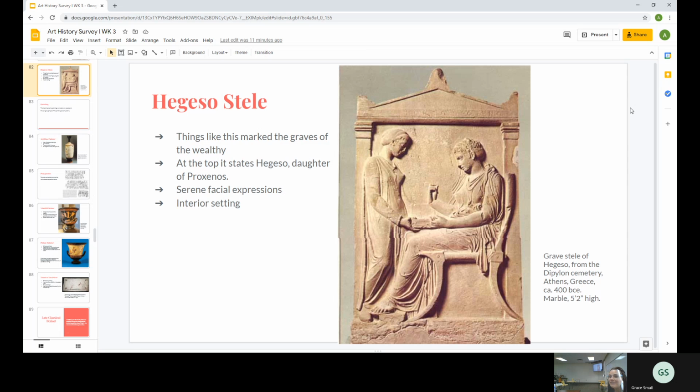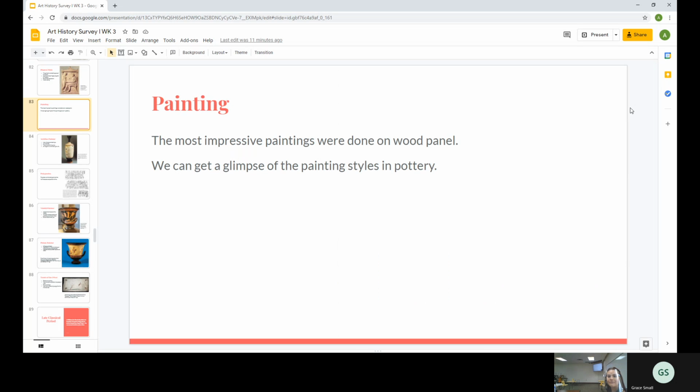It is in an interior setting, which makes sense because women like Hegeso would not have been allowed outside normally. There are very serene facial expressions here, not really any emotions going on. And we do have interaction here with a live person and a dead person, Hegeso being dead, slave being alive. We would hope. We're going to see more interactions with living and dead later on from the Greeks. This is just the first one, which is why I mentioned it.